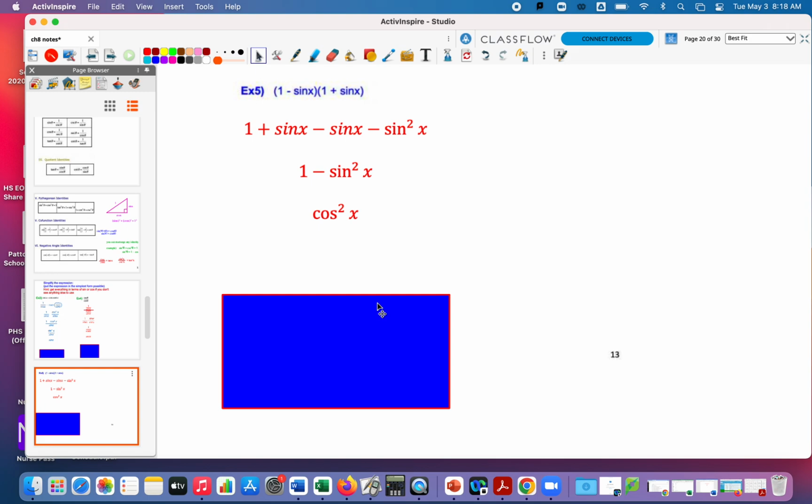So again, these are a bit of a puzzle. You need to try to work them out, try something, replace something, see where it takes you. You can always try something else, and the more you practice these, the easier they'll get.